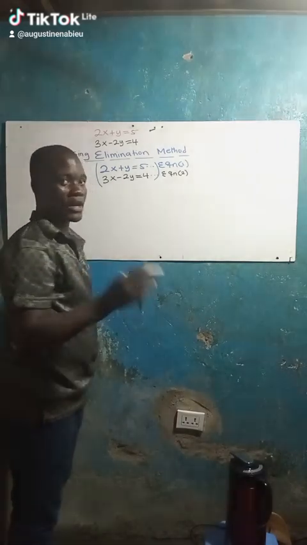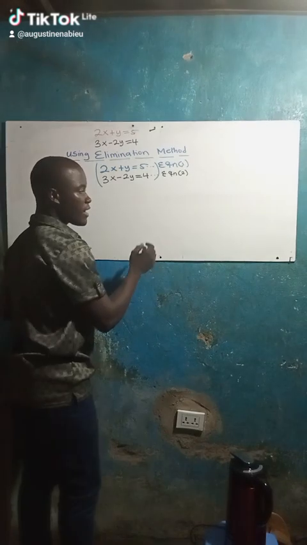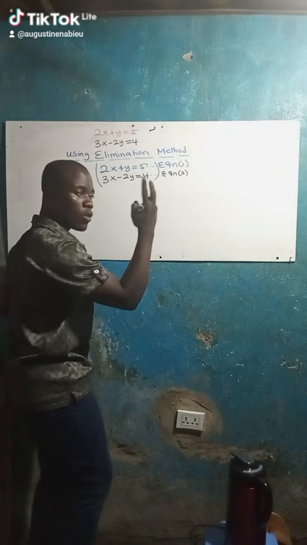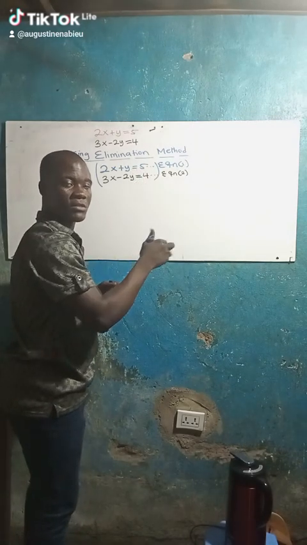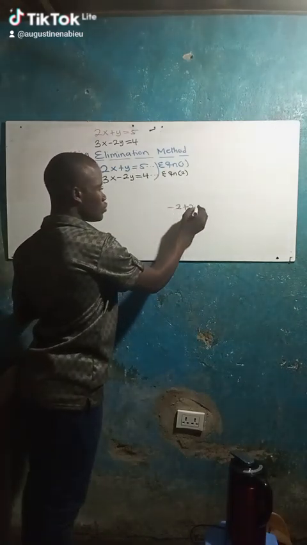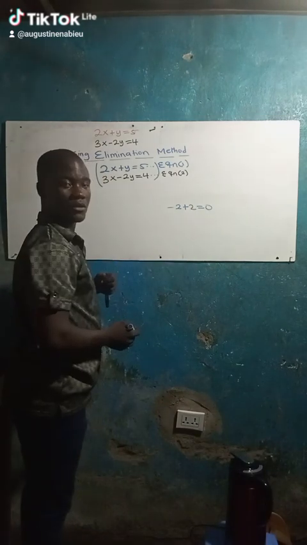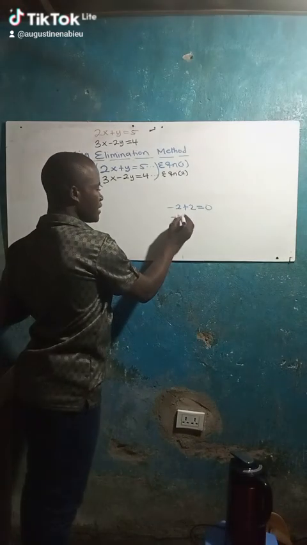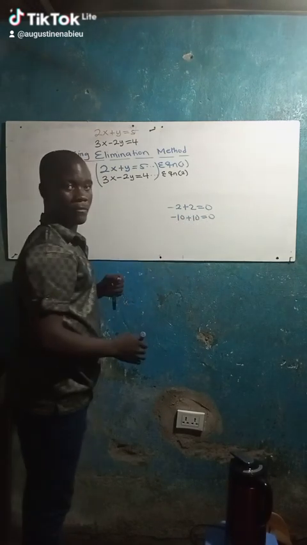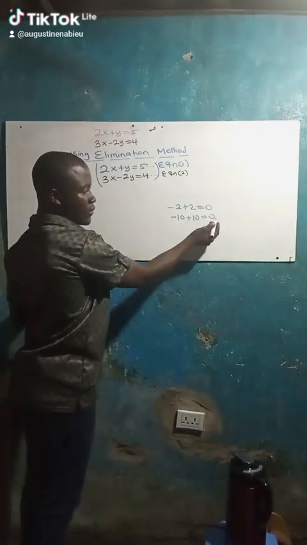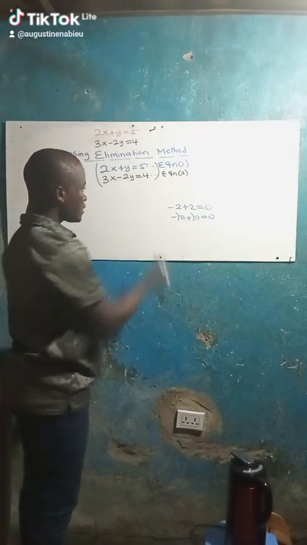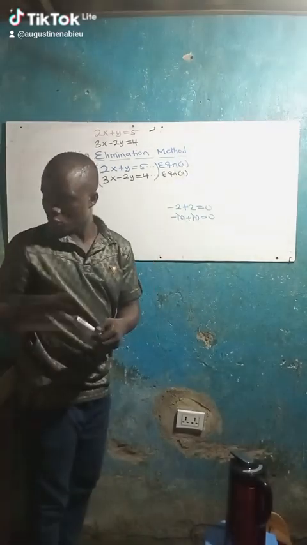Before getting rid of y, let's understand something. In mathematics, whenever we have two opposite signs and the numbers are the same, it's just equal to 0. For example, negative 2 plus 2 is just equal to 0. Negative 10 plus 10 is equal to 0. So, rather than saying equal to 0, we just say we cancel the two of them. A similar thing will be done here.